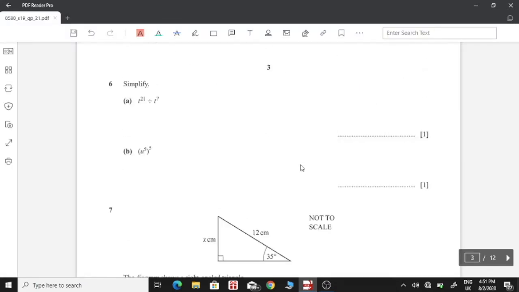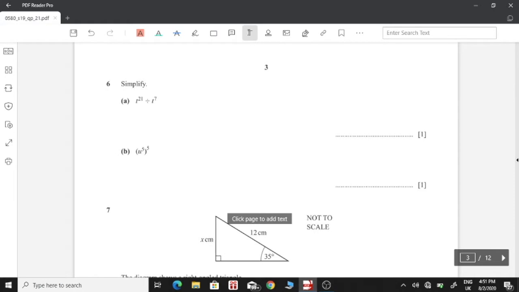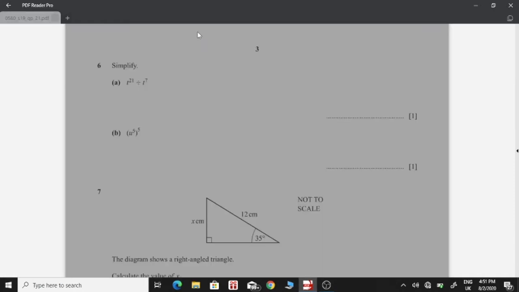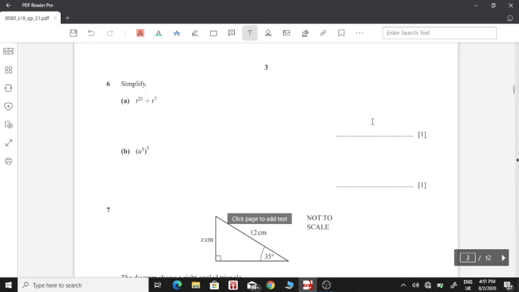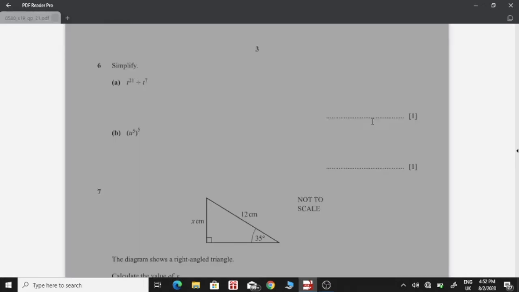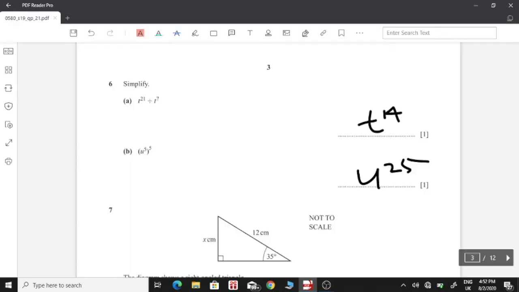Question number 6. Simplify T to the power of 21 divided by T to the power of 7. So we're going to be subtracting 21 and 7 since the bases are the same. So we get the answer as T to the power of 14. Then we have u to the power of 5 out of the bracket 5, so we multiply the powers and this becomes u to the power of 25.